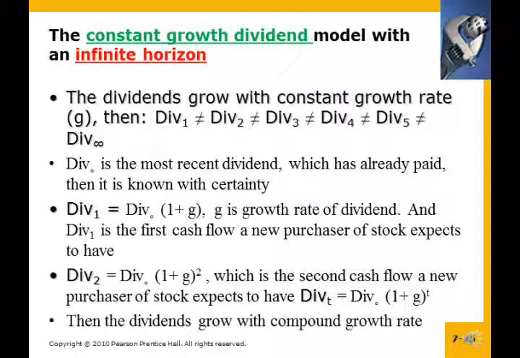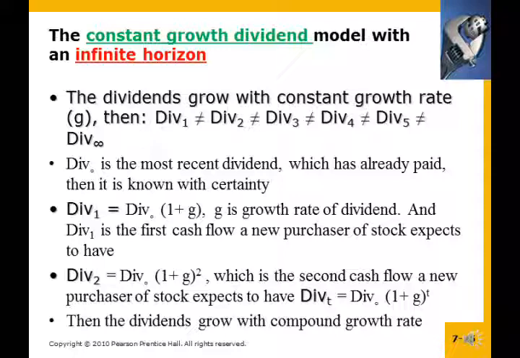Also, dividend 2 is equal to dividend 1 times 1 plus G, the same meaning. Dividend 2 is the second cash flow a new purchaser of stock expects to have. It's the second dividend he will have if he buys the stock from investor A, as in our example.